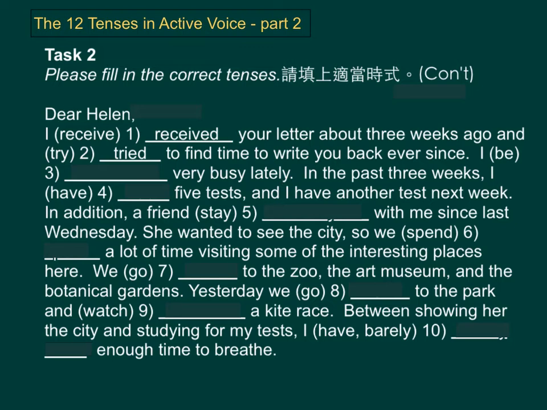"I ___ very busy lately." From this sentence, we get the implication that the person writing this letter was very busy in the past and is still very busy now. Therefore, we use past perfect tense. I have been very busy lately. Now try to do the remainder of the blanks by yourself. You can use simple past tense or past perfect tense to complete the following.